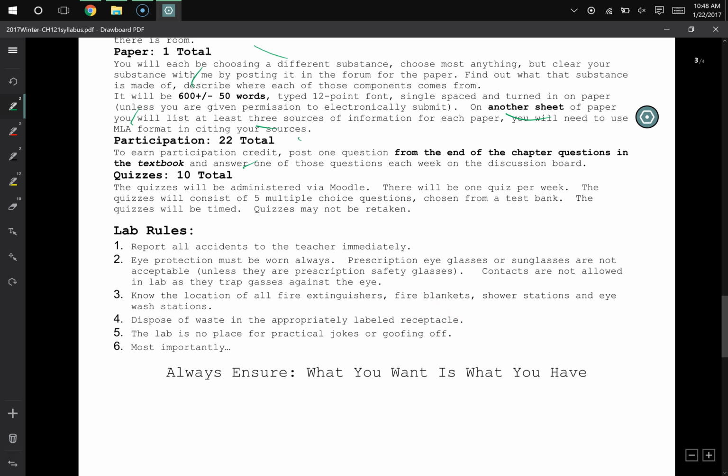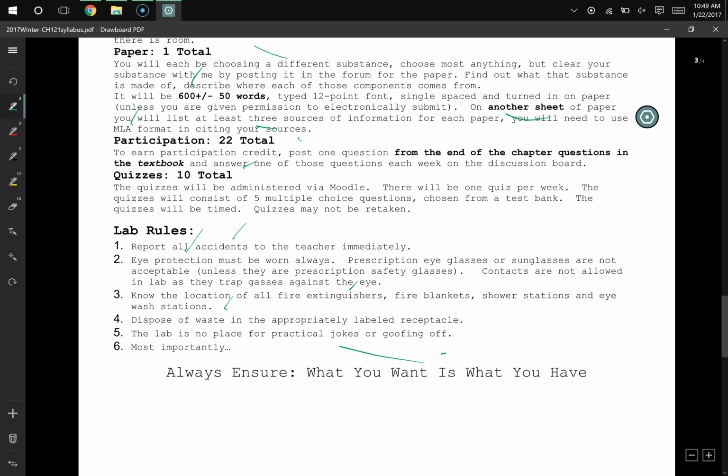Lab rules. Definitely tell me about anything that's happened. We're going to have to wear eye protection whenever we're working with any of the chemicals. And you cannot wear contacts. If you wear contacts, you're going to have to wear your glasses because gases get trapped in between your contact lenses and the surface of your eye, giving you almost a cataract-like problem with your corneas. So no contacts. I'll show you where all the fire extinguishers and all the other equipment is in the room. If you've got some chemical, you need to definitely talk to me before you just dump it down the drain. There's probably a place for it.